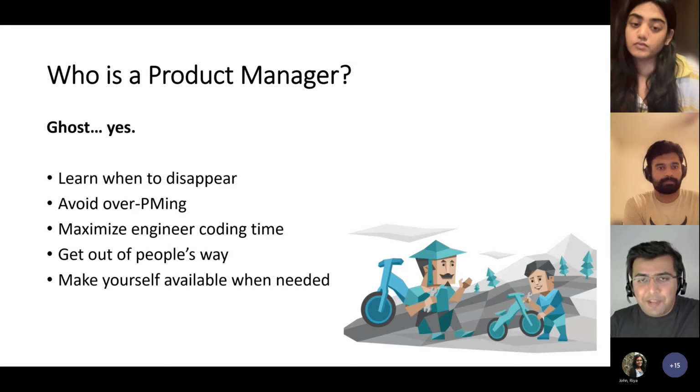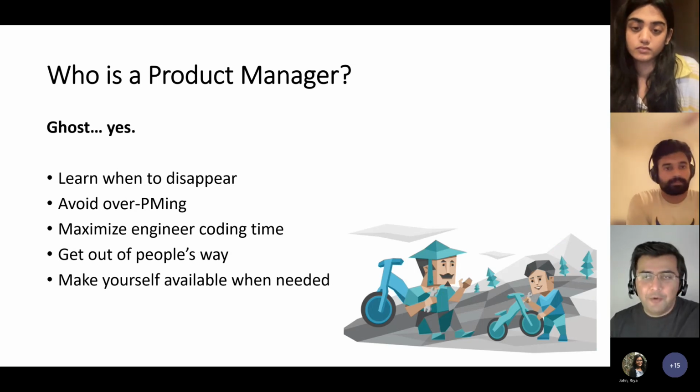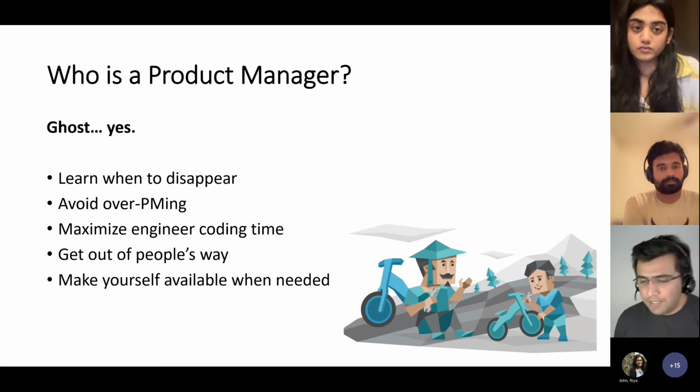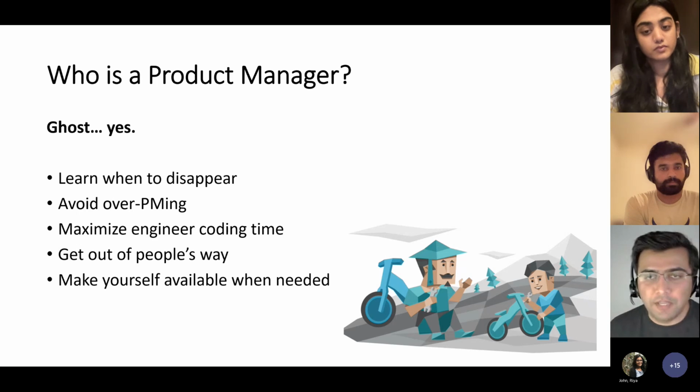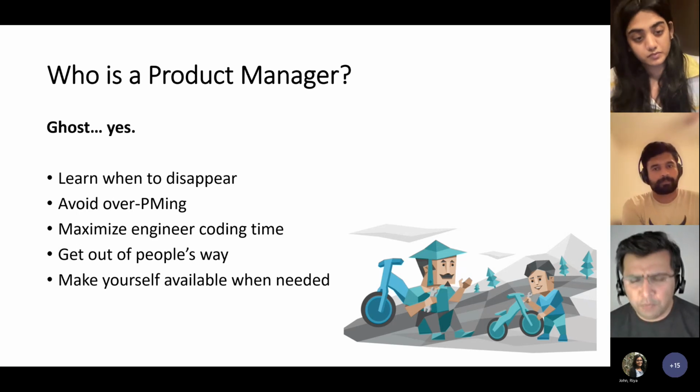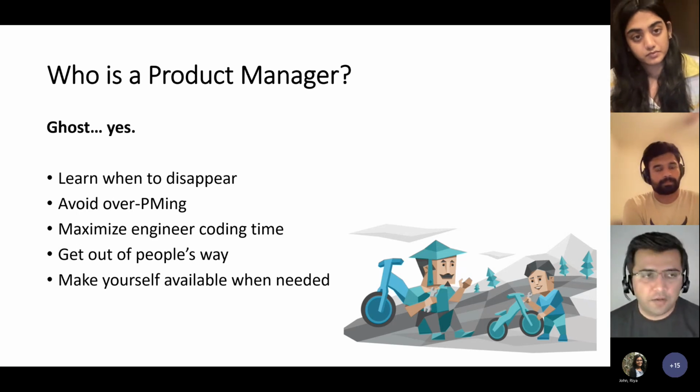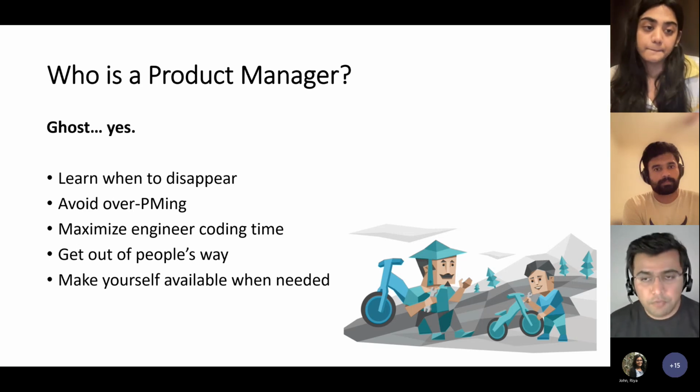You would also sometimes have to become a host. Now, what does that mean? There is such a thing as over PMing, right? Doing too much product management. You don't want to do that. Sometimes you do want the problems and teams to come to you and seek help. You want to learn when to disappear.